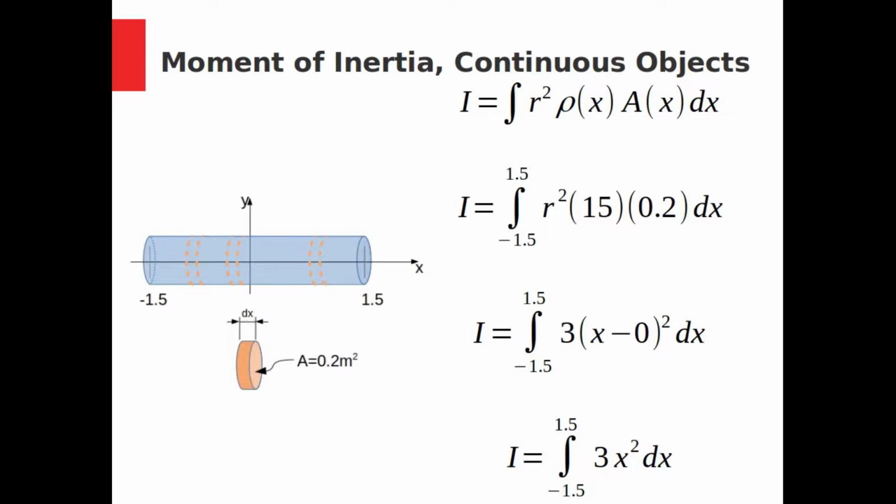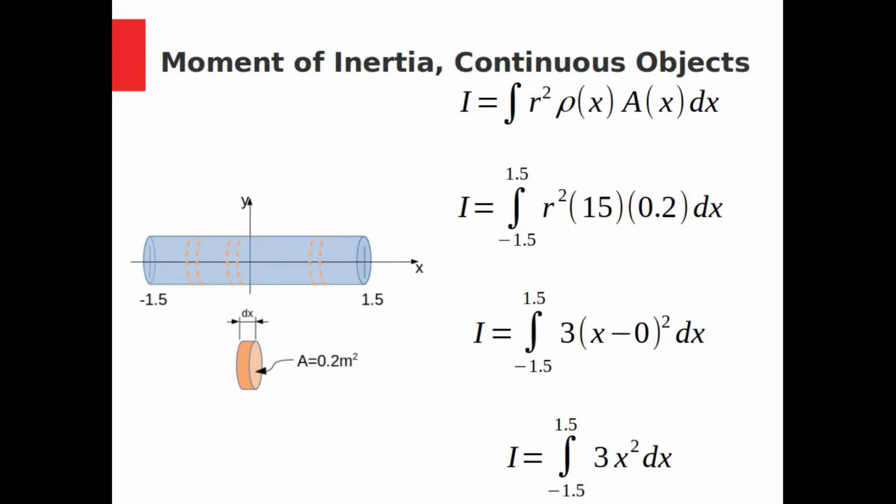The variable r represents the distance from the center of rotation to the slice. But the center of rotation is the center of mass, and we moved the origin to align with both. So the distance from any slice to the center of rotation becomes the location of the slice, its x-coordinate, minus the location of the center of rotation, which is 0. So basically, we replace r with x.